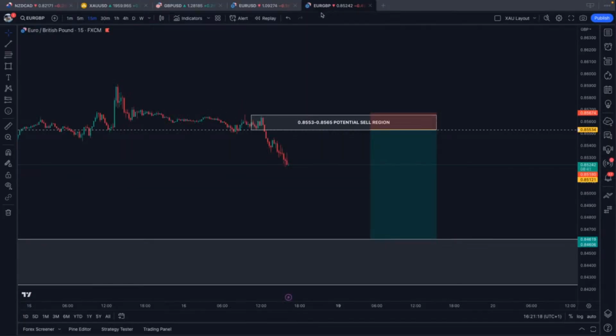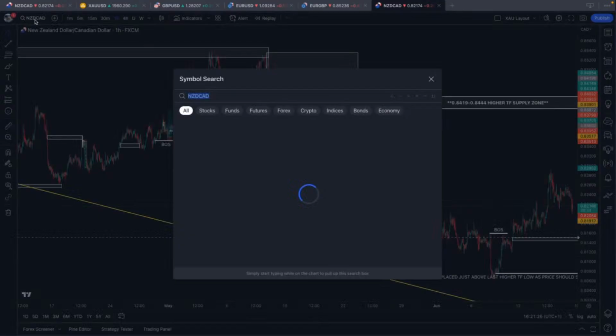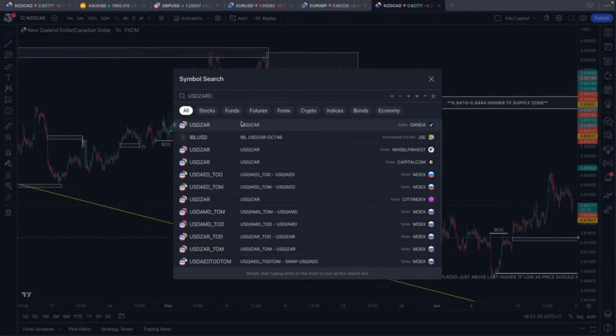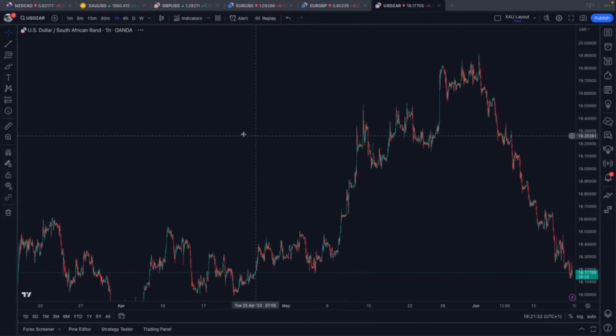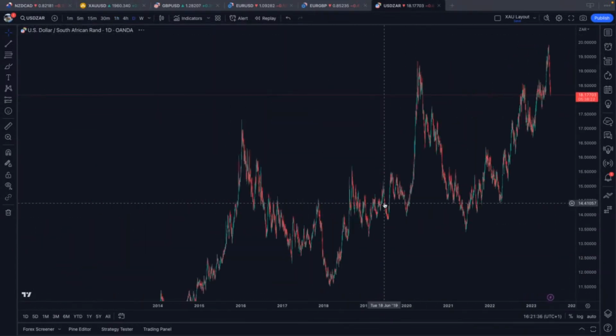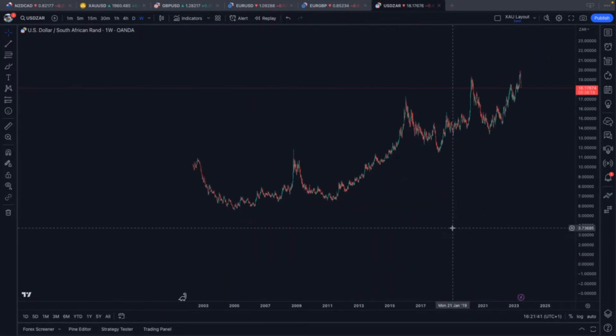But let me have a look at. Let me do some analysis on US dollars. Okay. This is a market I'm not familiar with at all. I've never analysed it. So I'll just do a full top down.